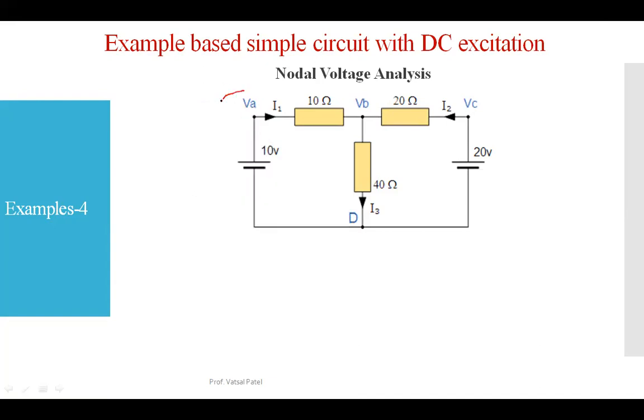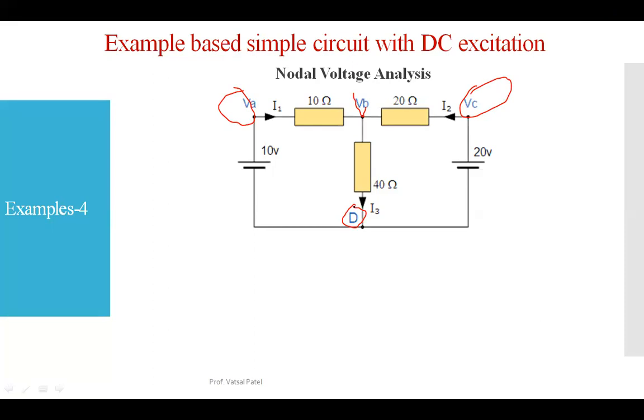The node number one here is also labeled with the VA. Then the second node is at the B, or you can say it is a VB. And the third one is VC. And the fourth one is a reference node here. So we identify the four nodes in this diagram.